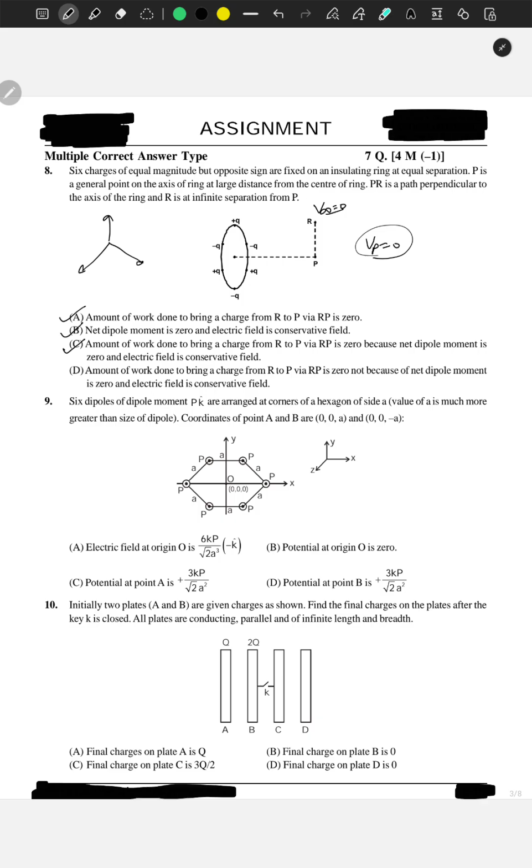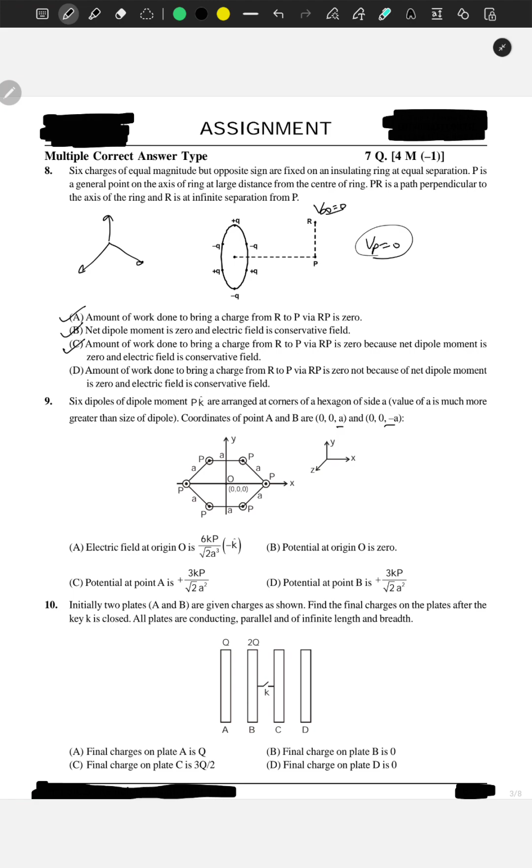Next question. 6 dipoles of dipole moment P, in the k direction, are arranged at the corners of a hexagon. Consider the coordinates of P. A and B are on the Z axis, so you just need to imagine it right now. Let's read the options. The electric field at origin O is this one. O is in the XY plane. All the dipoles are in the k direction, outward. So O is on an equatorial line.